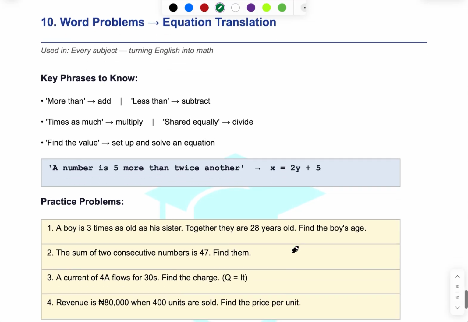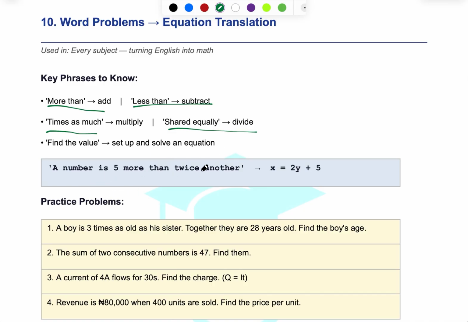Now, word problem, the last one I'm going to be taking for this part. You need to be able to know what it means when you say more than, it means you add. When you say less than, it means you subtract. Times as much means you multiply. Shared equally means you divide. Take note of these terms. Once you know these terms, it's going to be easy for you. So to find the value, you set up and solve the equation.